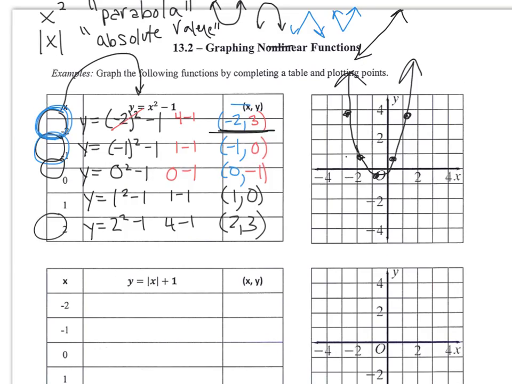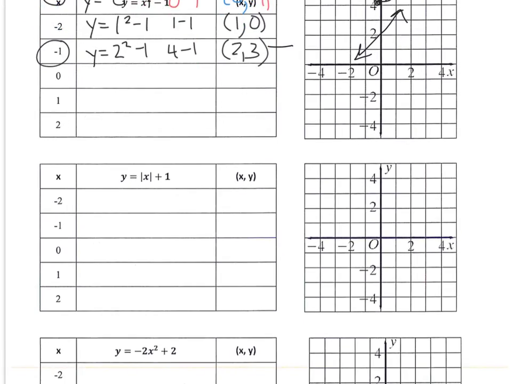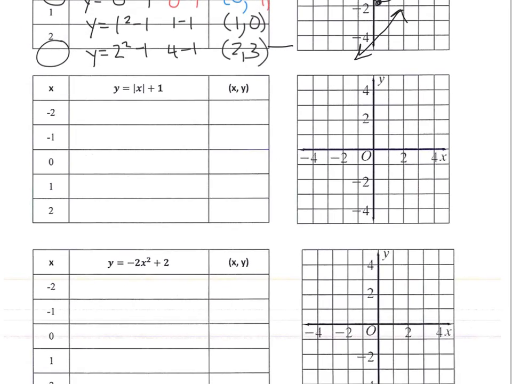Okay, the second one. The second shape is going to make a V. This is absolute value, so I'm going to plug in -2. So y equals the absolute value of -2 plus 1. The absolute value of -2 is 2. So this turns into 2 plus 1, which is 3. So now the ordered pair is -2, 3.